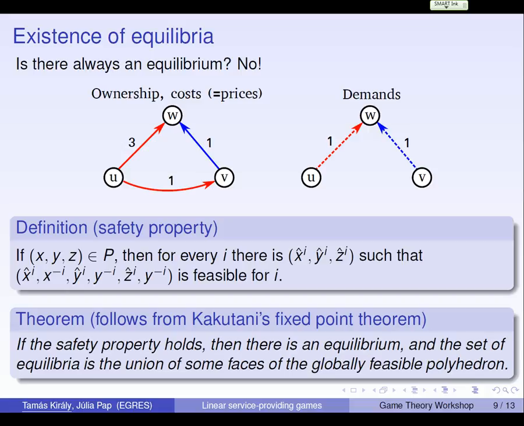So each player can change the strategy to be feasible for him. It won't be a globally feasible solution, but feasible for that player. And then in this case, it follows easily from Kakutani's fixed point theorem that there is an equilibrium. And actually, a good thing about this is that equilibria will be the faces of some polyhedron, the polyhedron of globally feasible solutions. So no matter how many players you are, you always have a rational equilibria in this game.